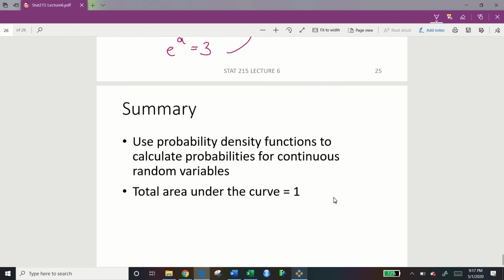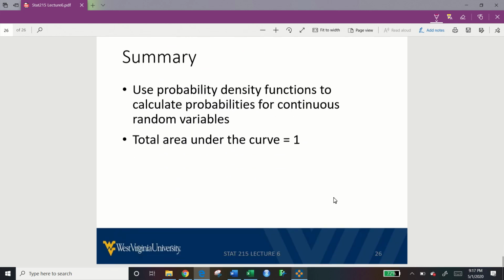Let's just do a quick review. So, things we learned. We learned how to use a probability density function to calculate probabilities for continuous random variables. We also learned, and hopefully it was a review, that the total area of the curve equals 1.